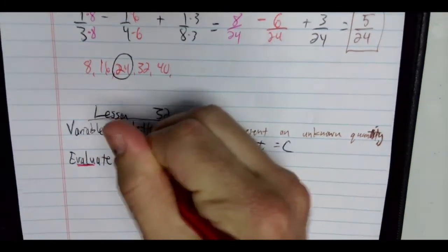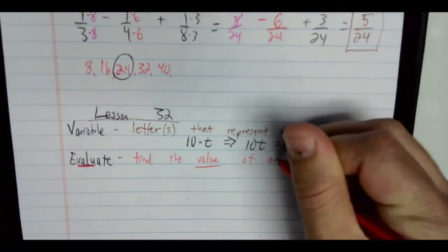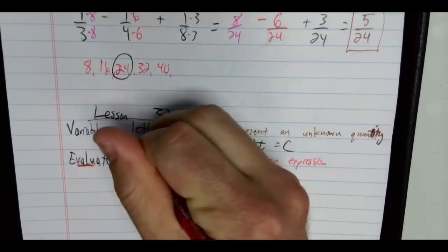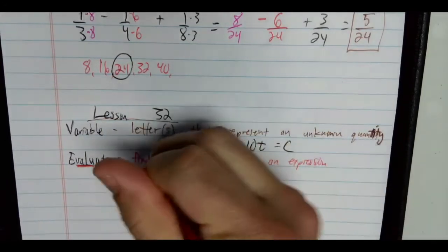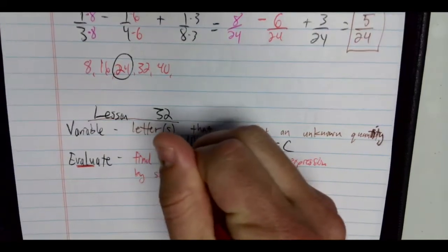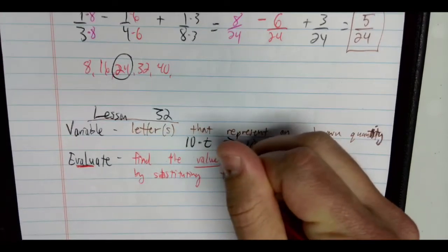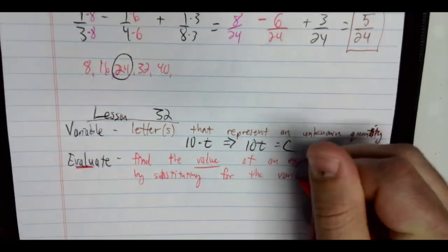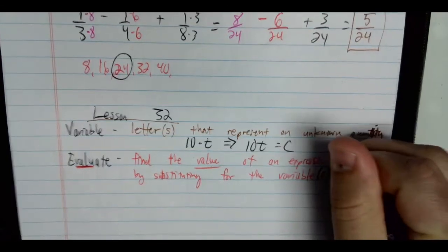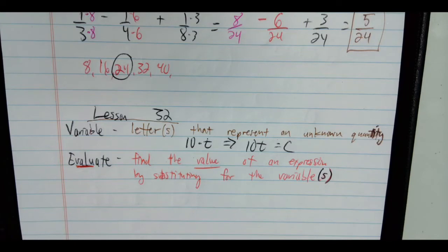So evaluate means to find the value of an expression by substituting for the variable. That's really difficult to spell while you're talking. And potentially, there could be 2 variables or more. So, find the value of an expression by substituting for the variables.